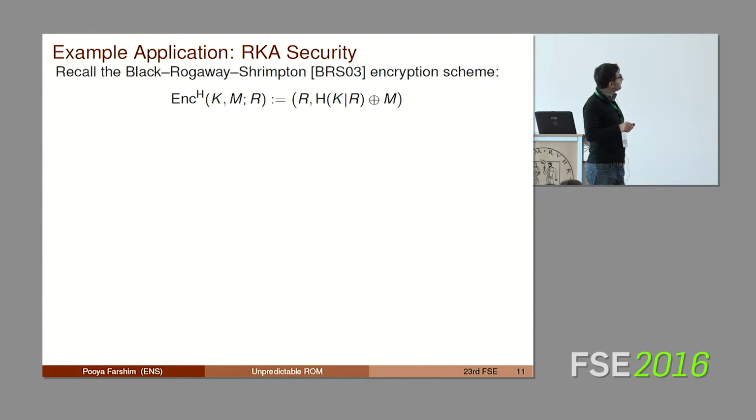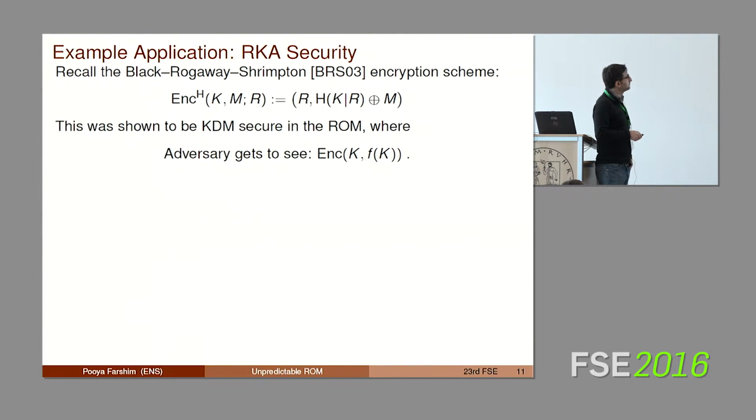So recall a very simple encryption scheme of Black-Rogaway-Shrimpton, which is called the BRS encryption scheme, which is kind of the most simple encryption scheme you can imagine. That is, you encrypt a message under a key using some randomness, where you output the randomness, and then you hash the randomness with the key and XOR with the message. And this was shown in the original work to be KDM secure in the random oracle model. And recall that in KDM security, the adversary gets to see encryptions of f of k under k. So you get to see encryptions of key-dependent messages under k.